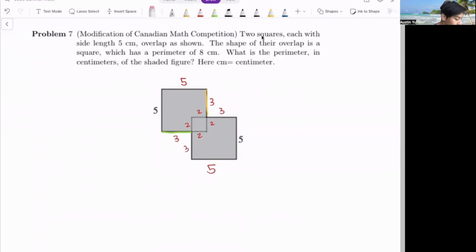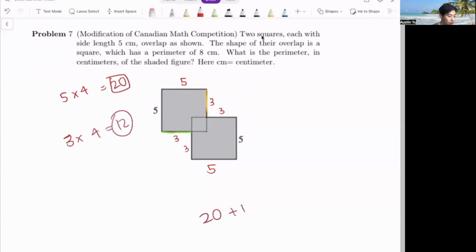Let's erase the 2 now, because the 2 is not included in the perimeter of the shaded figure. As we see, there are 4 5s, so we can do 5 times 4 equals 20. And then we see that there are 4 3s as well, so 3 times 4 equals 12. So we do 20 plus 12 equals 32. And that is the perimeter of the shaded figure.